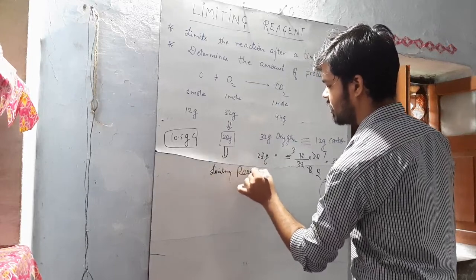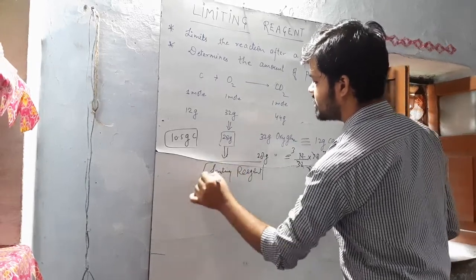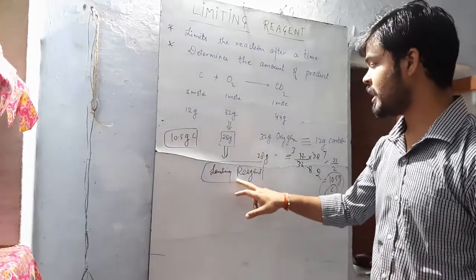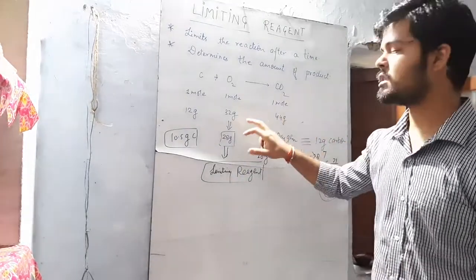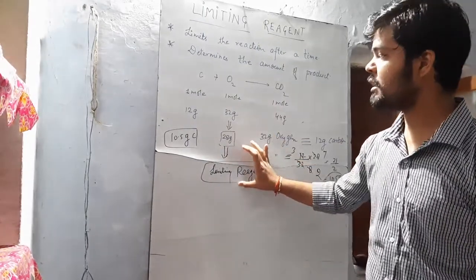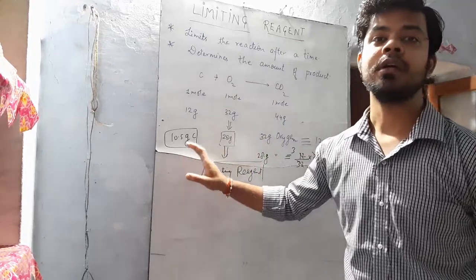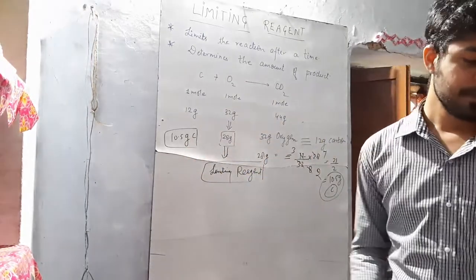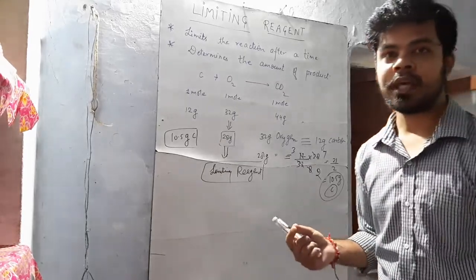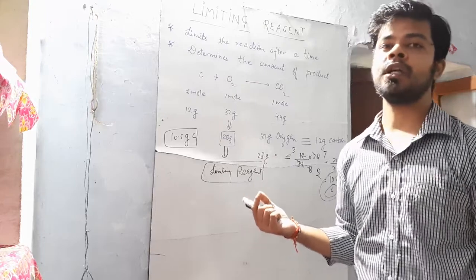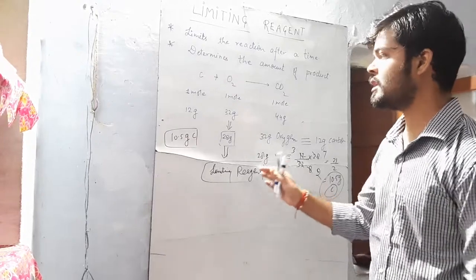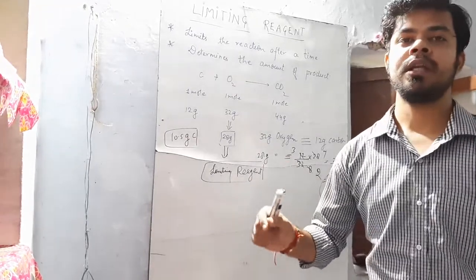So oxygen will act here as the limiting reagent. And why is this called the limiting reagent? Because it limits the reaction. It is deciding the amount of product that we will get here, and it is stopping the reaction before the complete combustion of the carbon. So what is a limiting reagent? The limiting reagent is a substance that is lesser in the amount according to the balanced chemical equation.